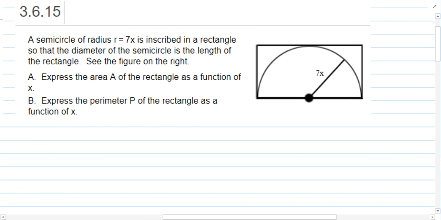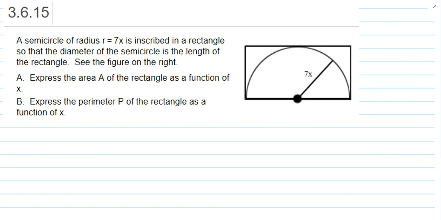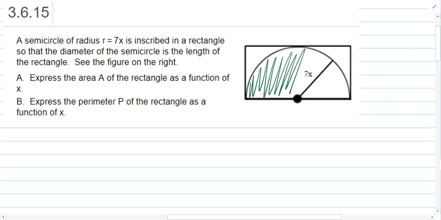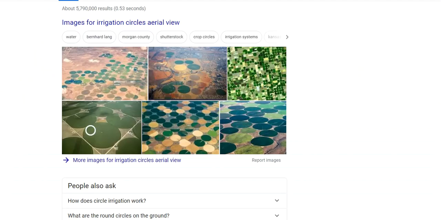Let's take a look at another one. For any of you that have flown in an airplane out west, you may have looked out the window and noticed portions of the plains that are irrigated, farmers that irrigate their crops. They have these traveling irrigators. And here's a picture from Google of what I'm talking about.